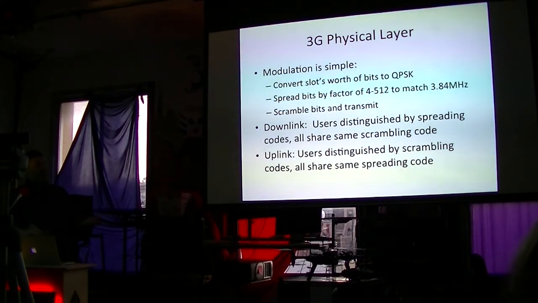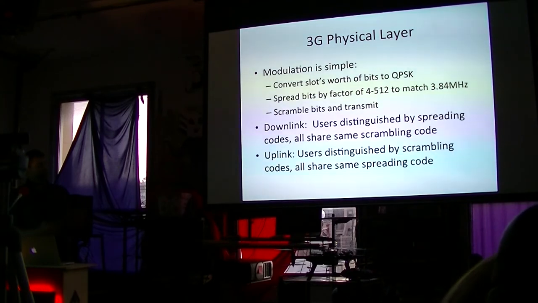If you want to send like 96 kilobits a second, or 960 kilobits a second, you need to use a spreading factor of 4. If you want to do something much slower, you use a much bigger spreading factor. Right? Once you spread them, you scramble them and transmit them.